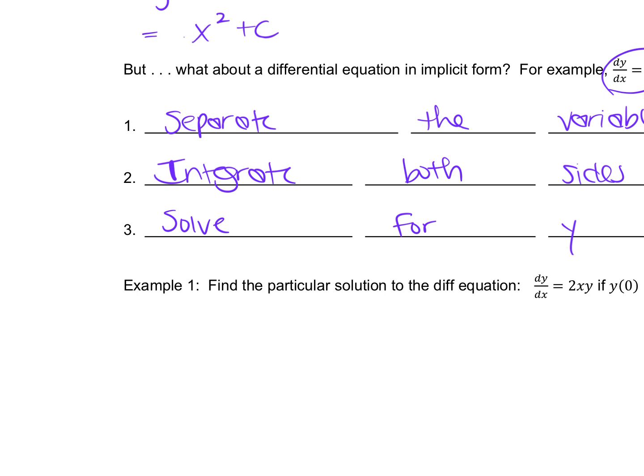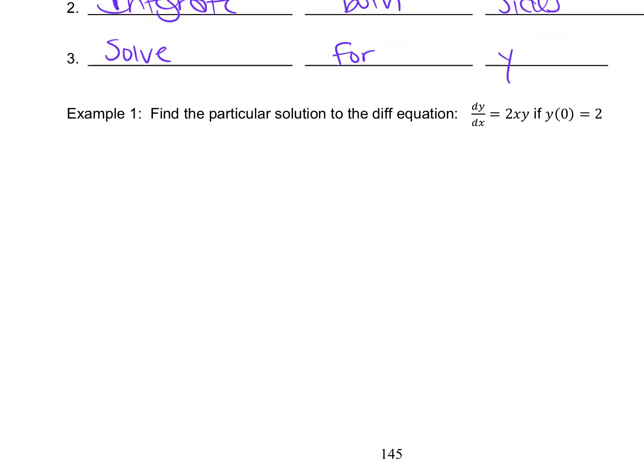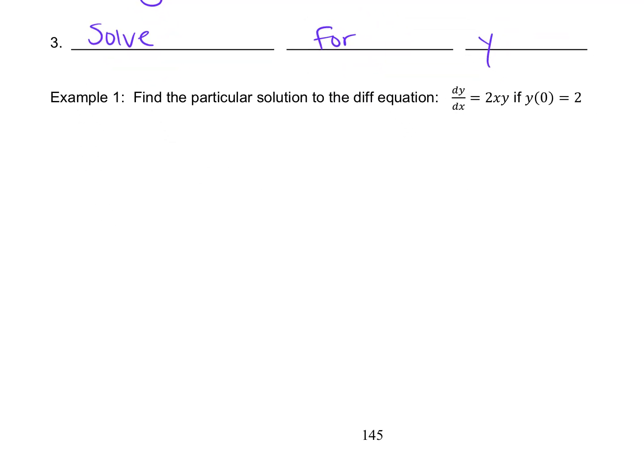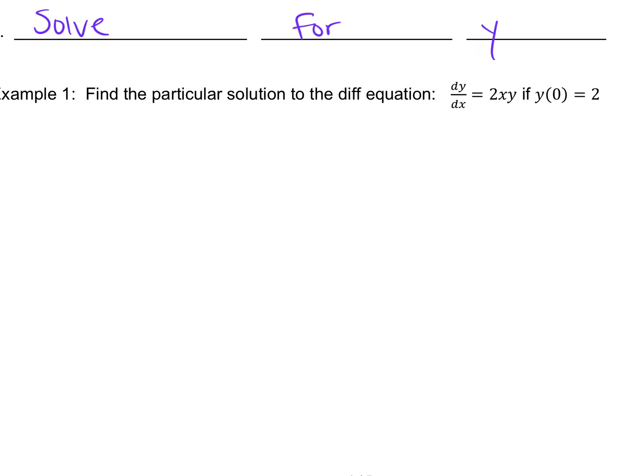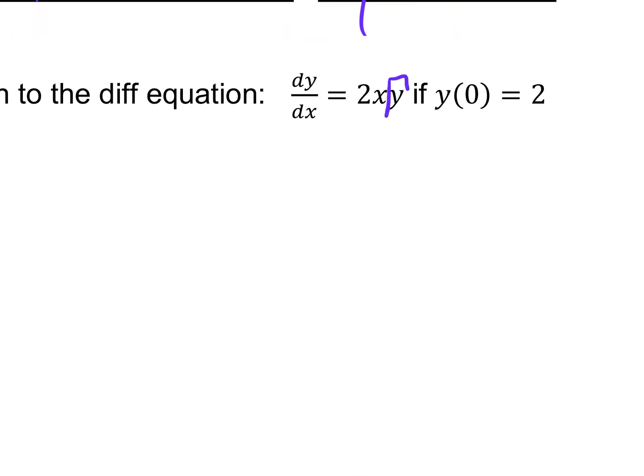So we're going to use that exact example we just had in order to help us see what this looks like. So if I am going to separate my variables first in example 1, this means I need to leave my x's on the right-hand side, and I need to get my y's over on the left-hand side. So if I would like to get this y over to the left, what do I have to do with it? Divide it. Now, I don't want to divide dy dx by y, so I'm going to make it 1 over y.